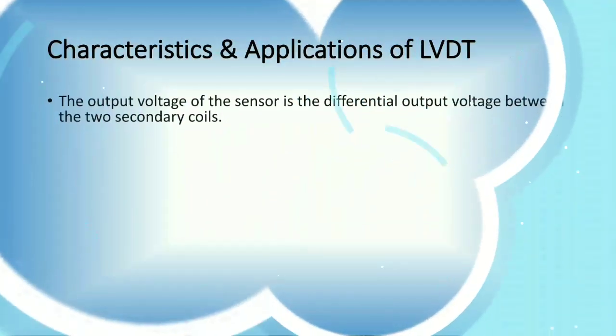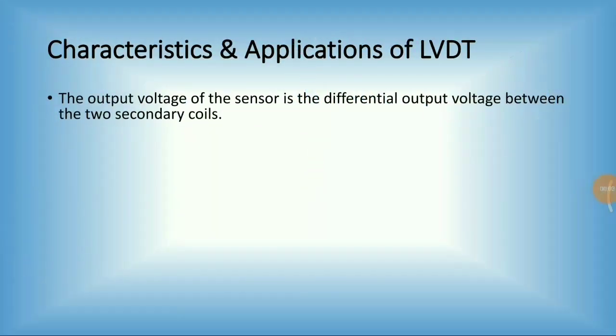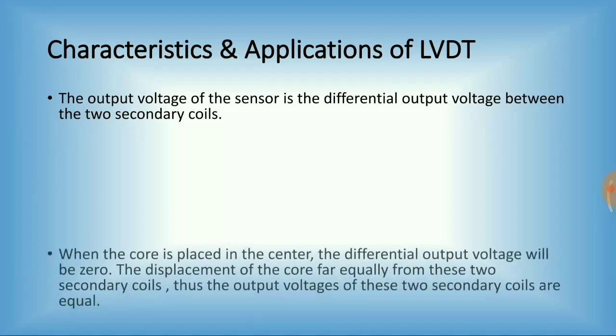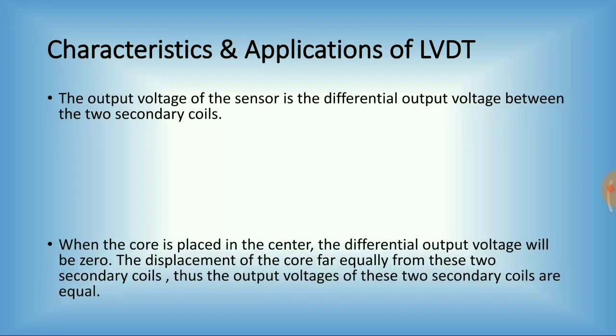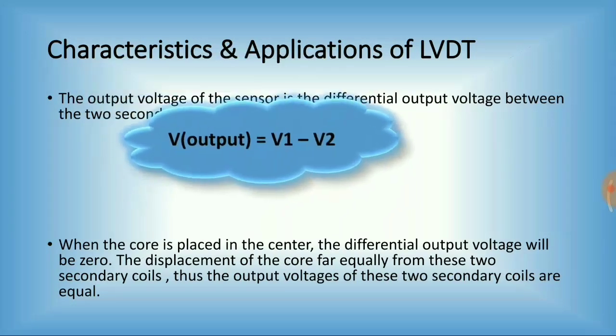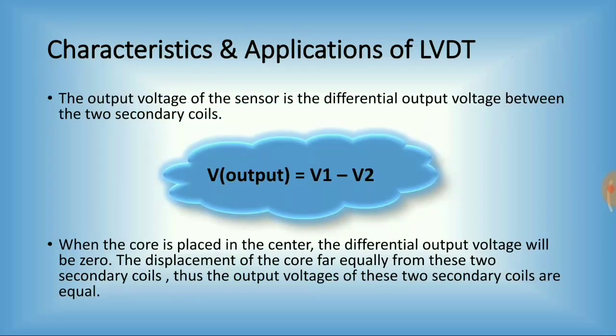Can you explain how the resultant voltage is produced? Okay, sure. The output voltage of the sensor is the differential output voltage between the two secondary coils. When the core is placed in the center, the differential output voltage will be 0. The displacement of the core falls equally from these two secondary coils. Thus, the output voltages of these two secondary coils are equal. This is the formula of output voltage: V output equals V1 minus V2.